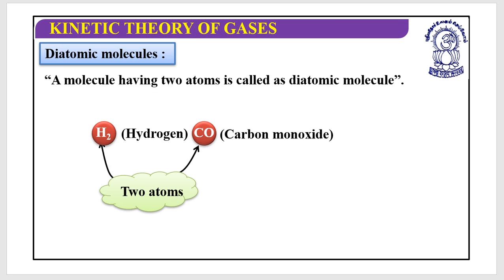Now let's take the case of a diatomic molecule. It is a molecule having two atoms. That is what we call a diatomic molecule. Let's take the case of carbon monoxide. It has two atoms. Let's take the case of hydrogen gas. It has two atoms. So all those which have two atoms are considered diatomic molecules.